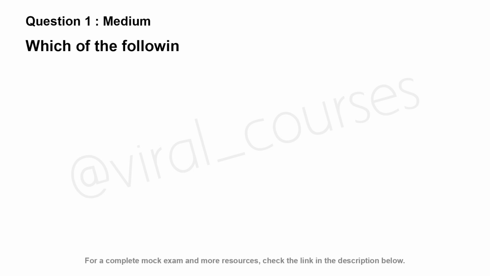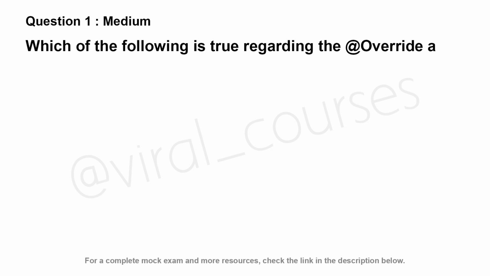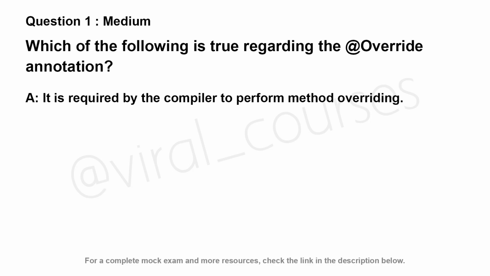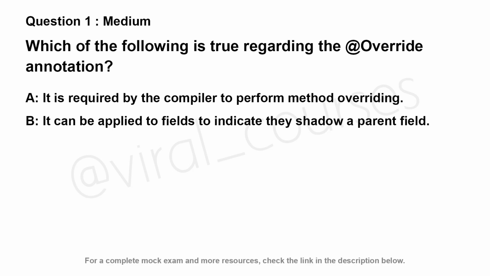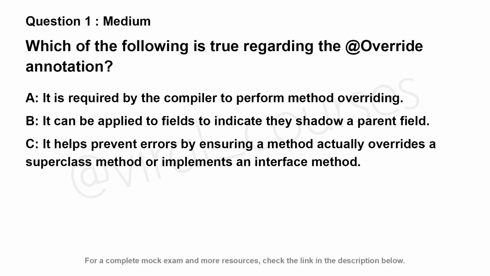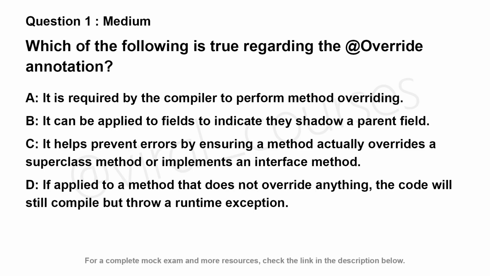Which of the following is true regarding the @Override annotation? Option A. It is required by the compiler to perform method overriding. Option B. It can be applied to fields to indicate they shadow a parent field. Option C. It helps prevent errors by ensuring a method actually overrides a superclass method or implements an interface method. Option D. If applied to a method that does not override anything, the code will still compile but throw a runtime exception.